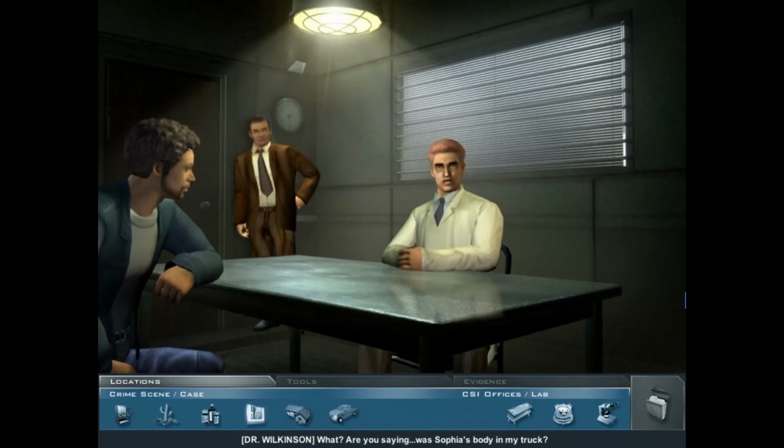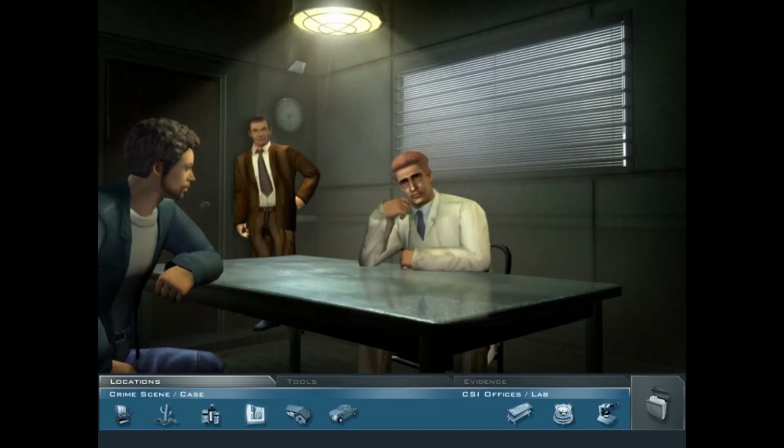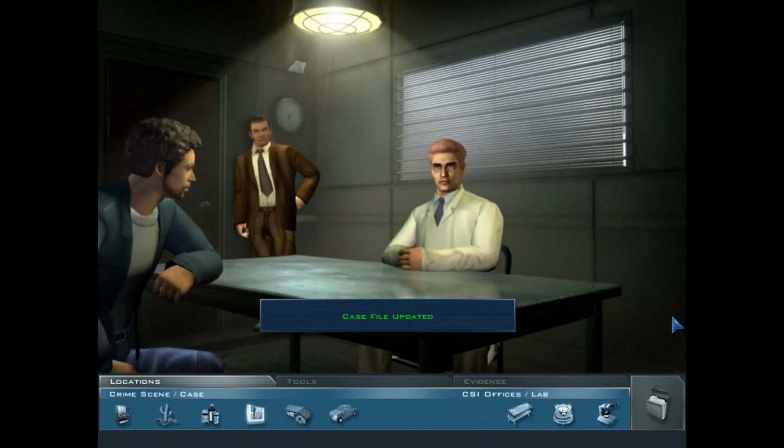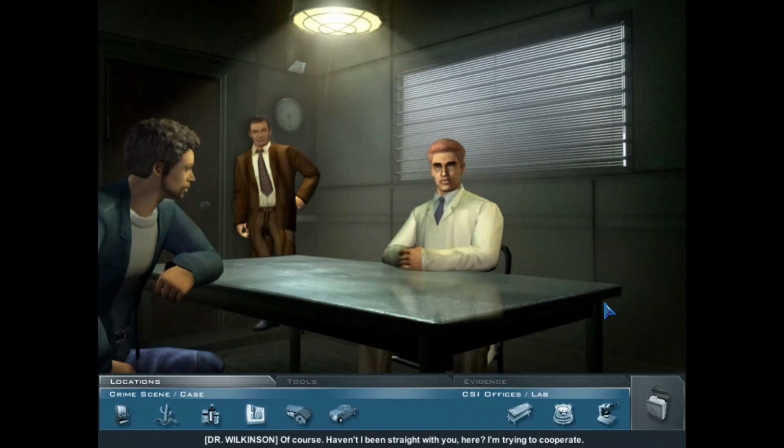What? Are you saying... Was Sophia's body in my truck? That's not possible. What kind of a frame-up is this anyway? It's outrageous. You know about that, do you? Okay, so I have a roving eye, and maybe the rest roves along too sometimes. That doesn't mean I killed anybody. But, look, keep this from my wife, would you? Of course. Haven't I been straight with you here? I'm trying to cooperate. Ask anybody. I take my civic responsibilities very seriously.